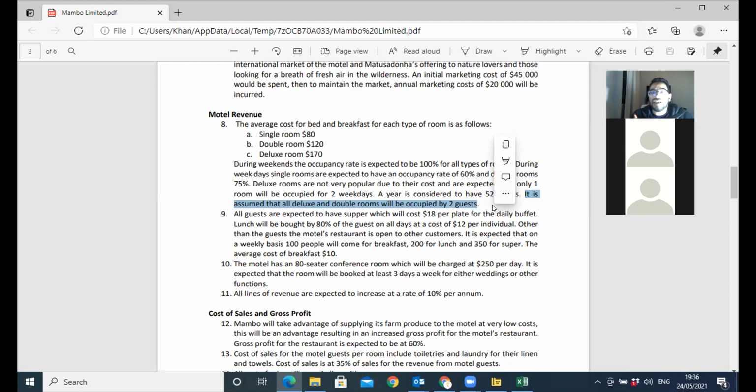But why am I assuming this is cost per person? It's the fact that they're telling me, "It is assumed that all deluxe and double rooms will be occupied by 2 guests." So for me, I would assume that is a cost per person, and how the hotel industry generally works. Like I said, I can be wrong. This is not 100% clear over here.